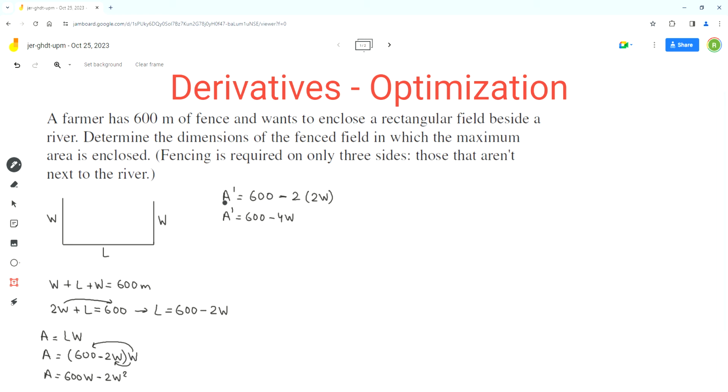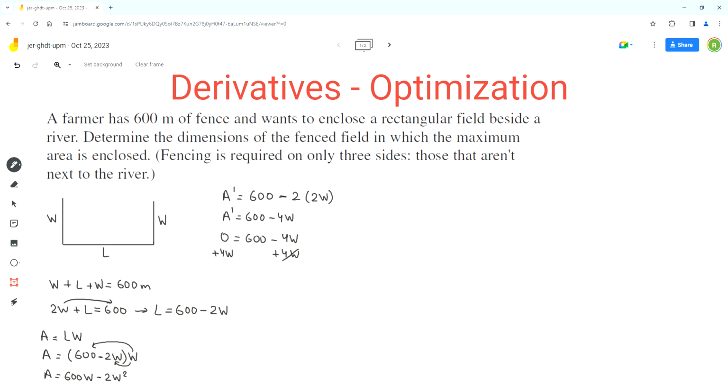Now in order to find the value of W at which the tangent is horizontal, we can sub in A prime as 0 and then solve for W. So now we have to isolate W in this equation. So we should add 4W to both sides.